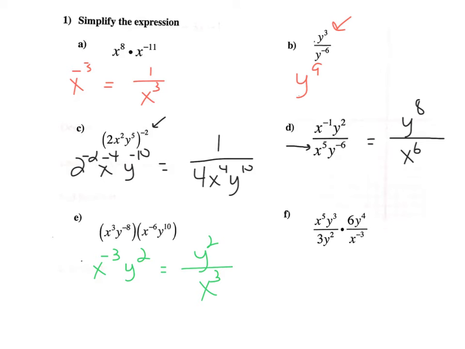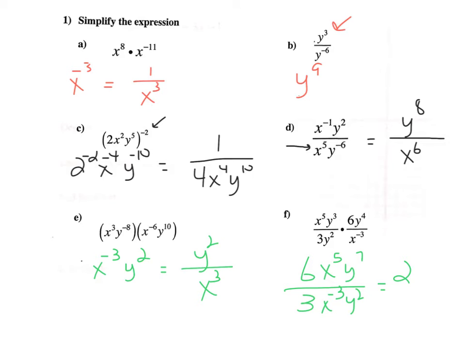And part F. I would probably do it this way. I'd probably go ahead and multiply straight across first. My numerator is going to be 6x fifth y 7. My denominator would be 3x negative 3 y squared. Now I'm just going to divide like we've been doing. 6 divided by 3 is 2.